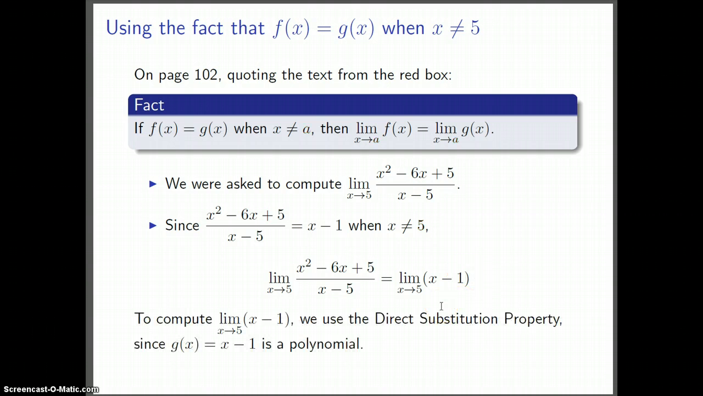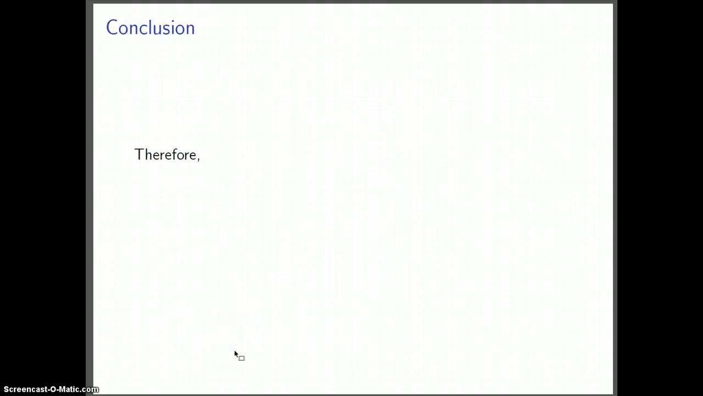And this is great, because the limit as x approaches 5 of what's in parentheses here, what's in parentheses is a polynomial. So we can use the direct substitution property. We're ready to put this all together now. We were asked to compute this limit, the limit of x squared minus 6x plus 5 all over x minus 5 as x approaches 5. And we showed that this limit is equal to the limit of some other function, namely the function y equals x minus 1 as x approaches 5.